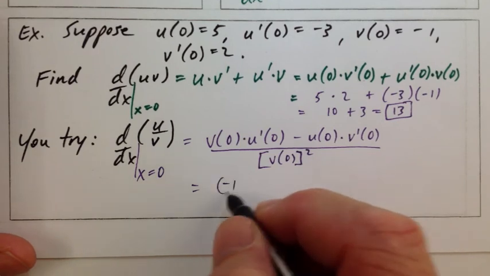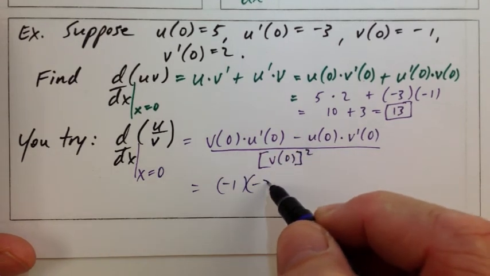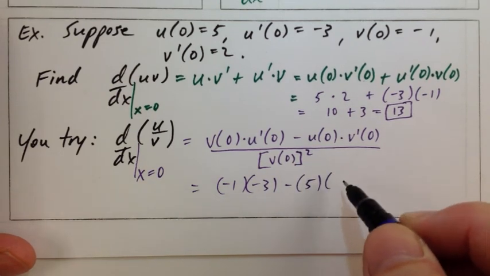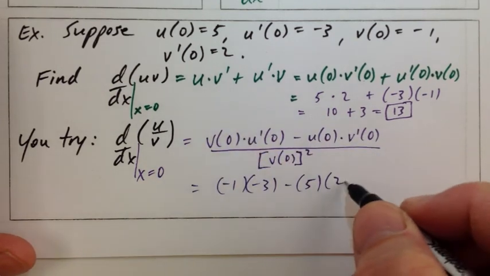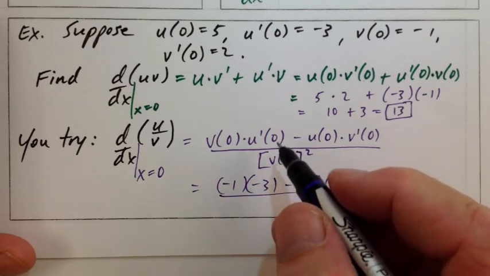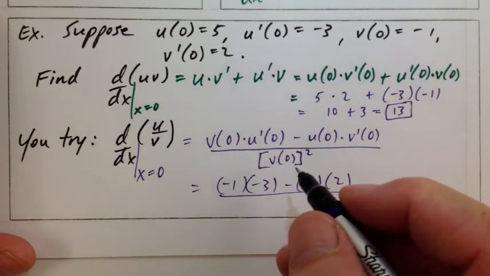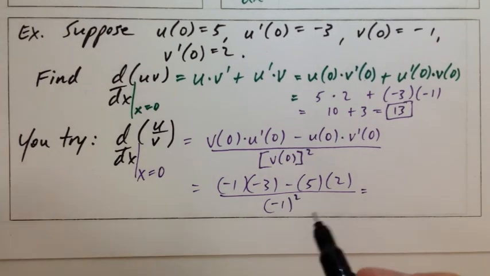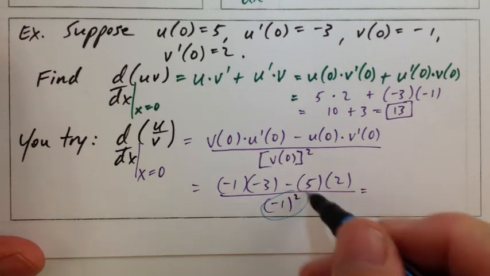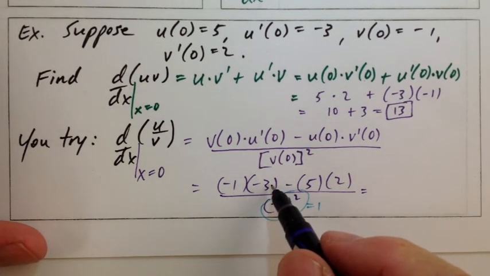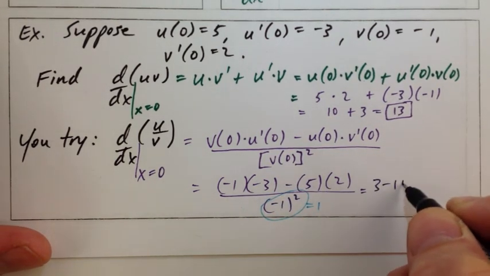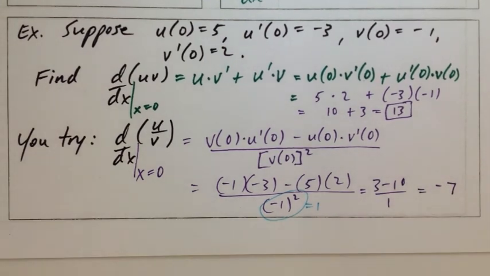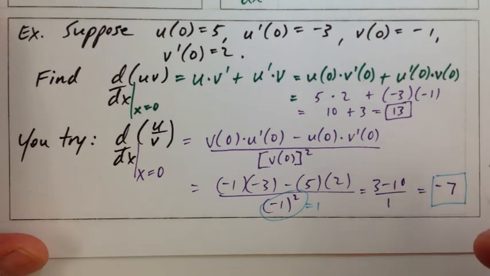And then we just substitute in the values. v of 0 is negative 1. u prime of 0 is negative 3. Minus u of 0 is 5. And v prime of 0 is 2. All over v of 0 squared. So v of 0 is negative 1, and negative 1 squared is going to be 1. So that denominator is going to be 1. Equals 1. So we have 3 minus 10 over 1, which is just negative 7 over 1. So negative 7 is the answer that you should have gotten.